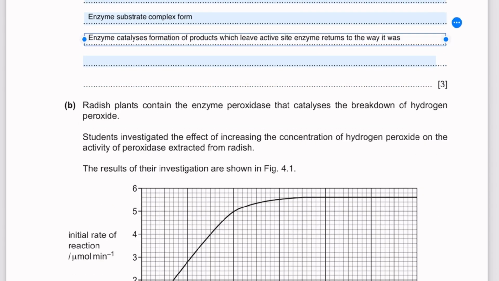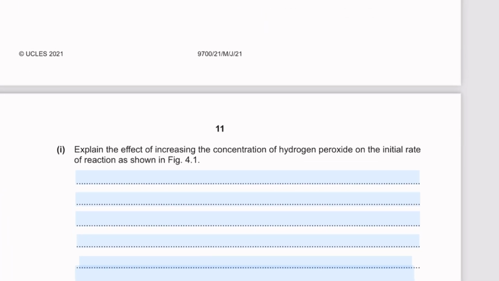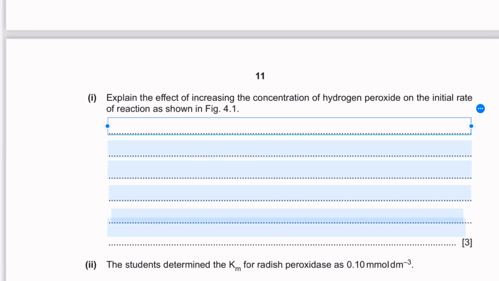Radish plants contain the enzyme peroxidase that catalyzes the breakdown of hydrogen peroxide. Students investigated the effect of increasing the concentration of hydrogen peroxide on the activity of peroxidase extracted from radish. So it says here that the concentration of hydrogen peroxide changes the rate of reaction. Explain the effect of increasing the concentration of hydrogen peroxide on the initial rate of reaction as shown in figure 4.1.